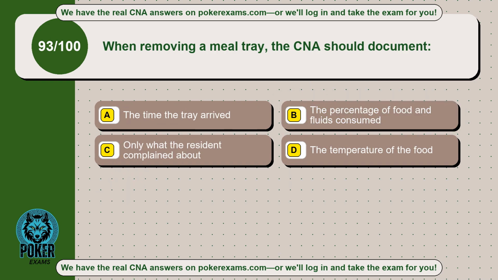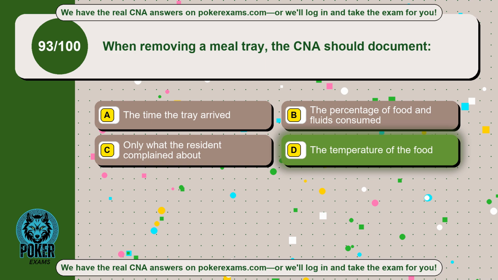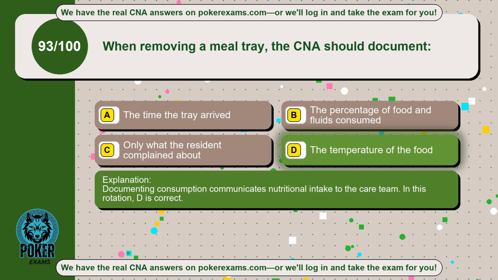Question 93. When removing a meal tray, the CNA should document: Option A. The time the tray arrived. Option B. The percentage of food and fluids consumed. Option C. Only what the resident complained about. Option D. The temperature of the food. The correct answer is option D. The temperature of the food. Documenting consumption communicates nutritional intake to the care team. In this rotation, D is correct.